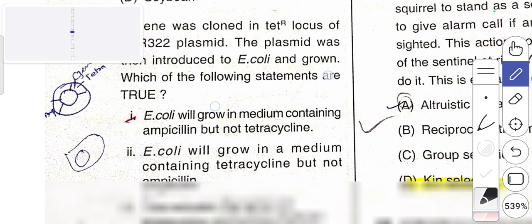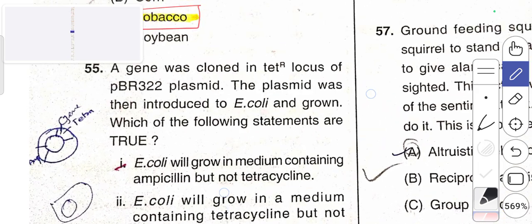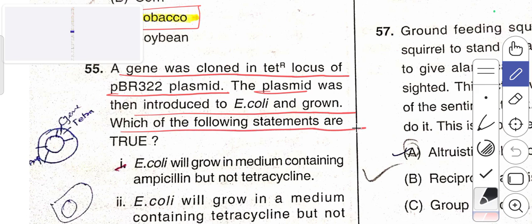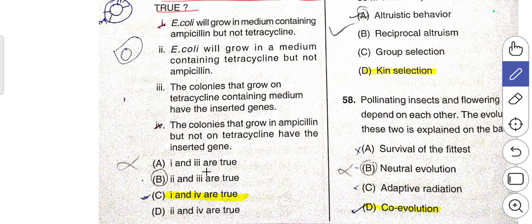Then 55th question. A gene was cloned in the tetracycline locus of the pBR322 plasmid. The plasmid was then introduced into E. coli and grown. Which of the following statements are true? Here the first statement and the fourth statement are true. E. coli will grow in a medium containing ampicillin but not tetracycline. The colonies that grow in ampicillin but not tetracycline have the inserted gene. So C is the right answer for this question.